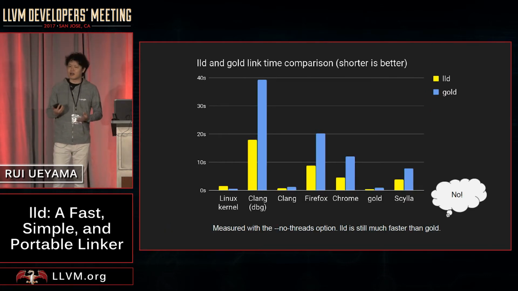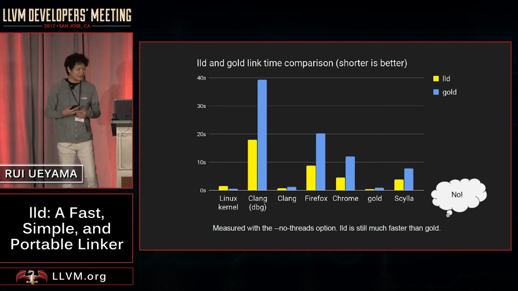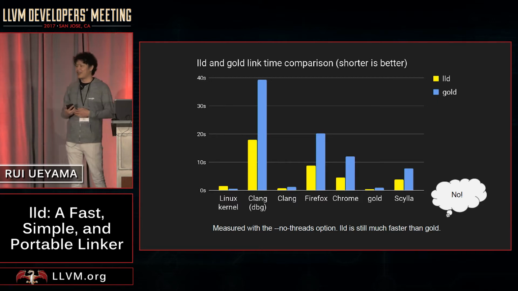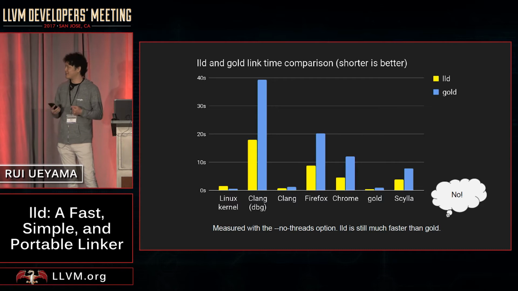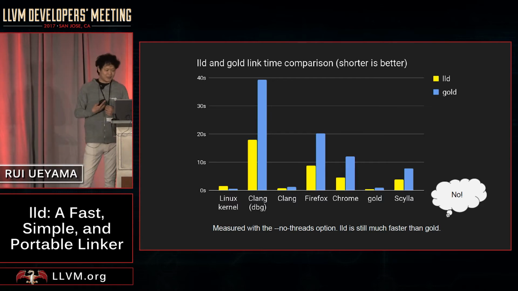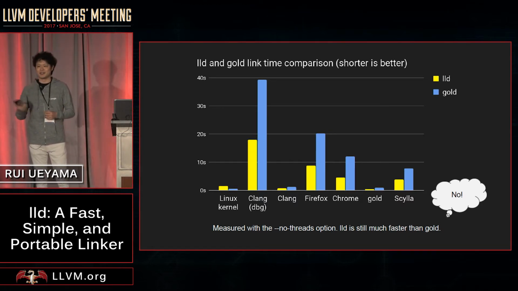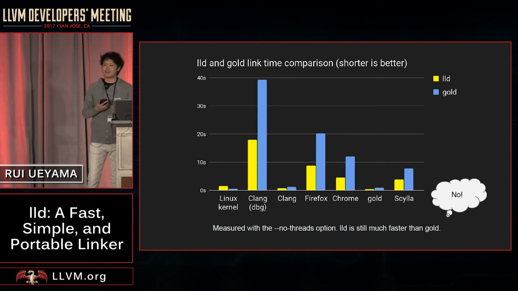both gold and LLD have an option to disable multi-threading. So if you give that option, then you can compare bare single-threaded performance. And with that condition, LLD is still 2 times faster than gold, as you can see. So there is something fundamentally faster in LLD.